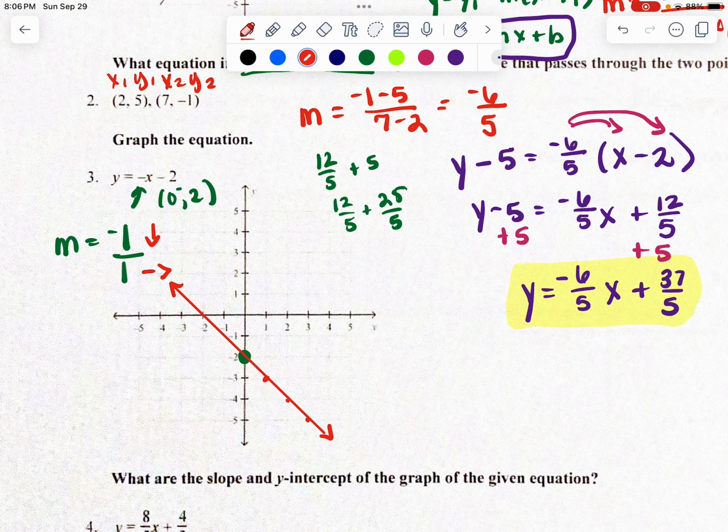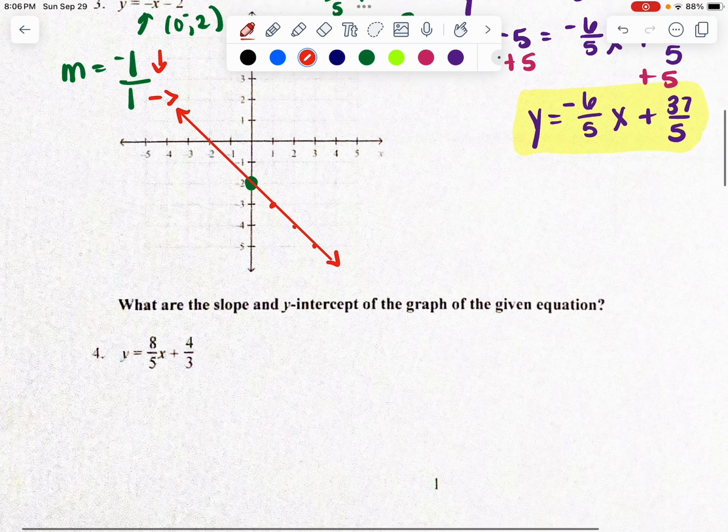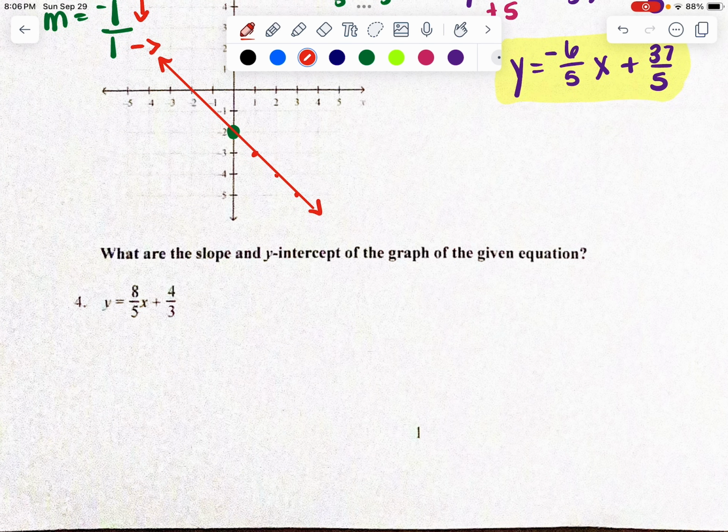So negative 1 over 1. So that's number 3, graphing the equation. That one's pretty simple. All you have to know how to do is count on that one. And then the last one with slope-intercept form is probably the easiest one on the test. And so just ask, hey, what's the slope, what's the y-intercept? And I give it to you in the slope-intercept form.